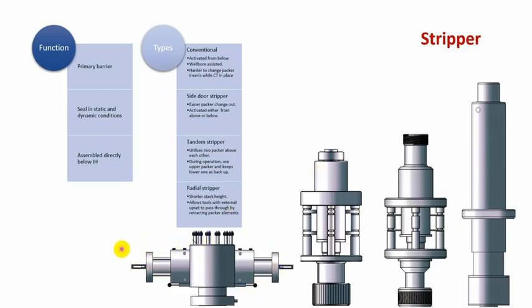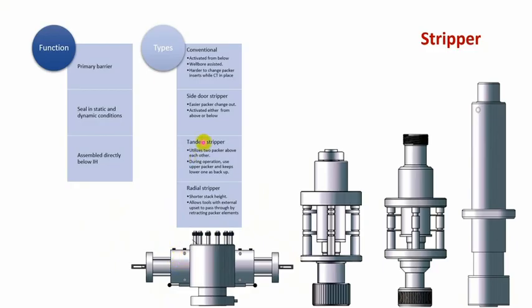Finally, we have radial stripper. Radial stripper allows us to have a short stack, especially in offshore, because offshore has limitations of height. So it allows us to have short stack of equipment. It also allows tools with external offset to pass through it, because backing element can be retracted to access full bore.